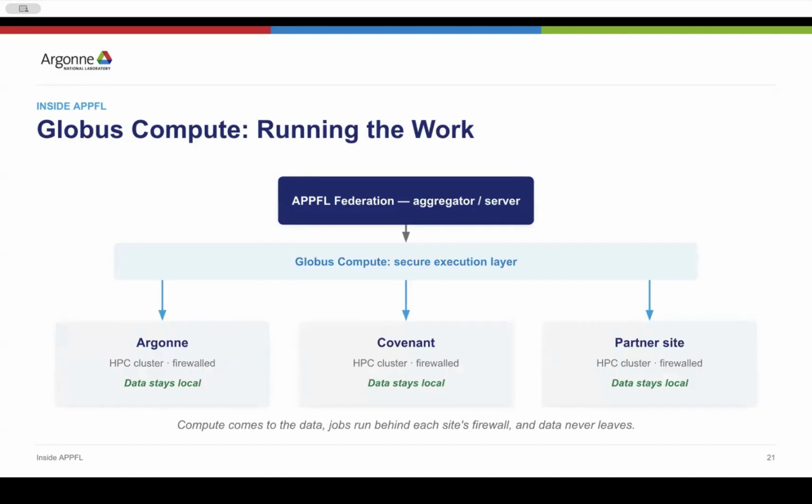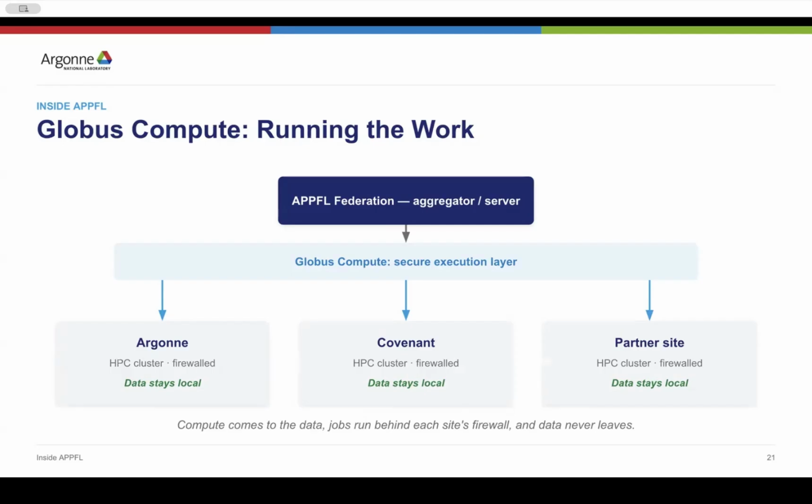Okay, so another big component of that is Globus Compute. You can recall that Appful is the aggregator and the server. It's sort of the one handling the federation. But how do we get a job to happen once it's online with this federation? So everyone's connected, but how do we send that signal that, hey, we need to execute something, or we need to make something happen? That is where Globus Compute comes in.